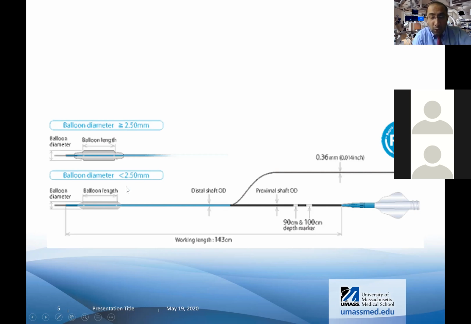Balloons can go down to 1.0 millimeter in size. We have that available, called Sapphire balloon, and I have no conflicts of interest. Just mentioning that, so that you guys know. We have two types of balloons, like shorter balloon, longer balloon. Usually the balloons are marked with two markers, the 90 centimeter mark and the 100 centimeter mark. Most of the guides we use are 100 centimeter in size, so you can safely advance the balloon up to the 100 centimeter mark without looking under the fluoroscopy.